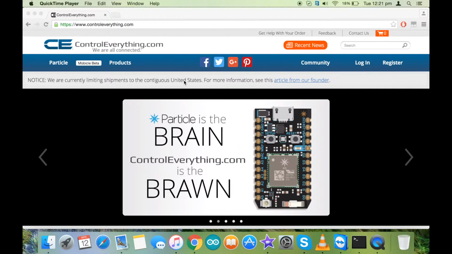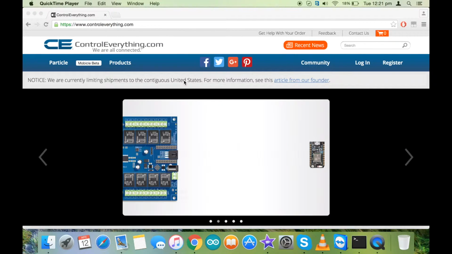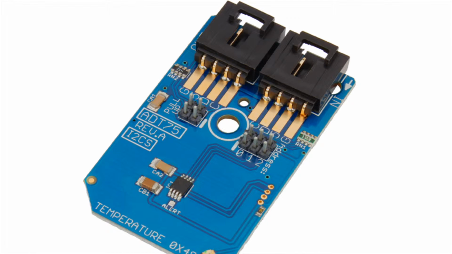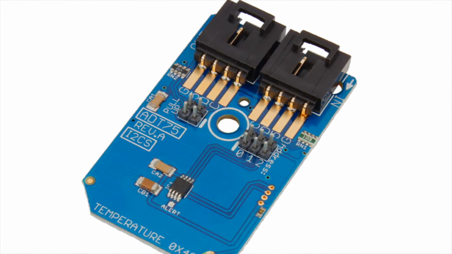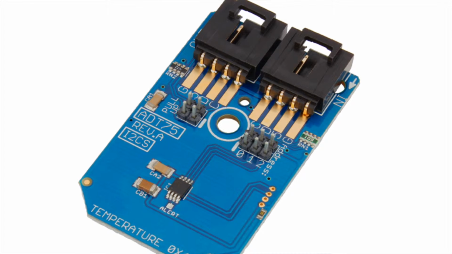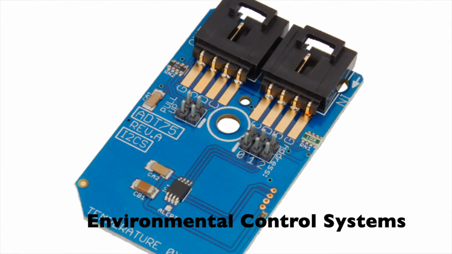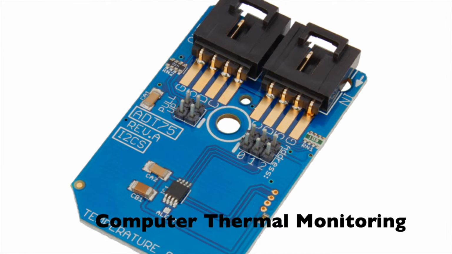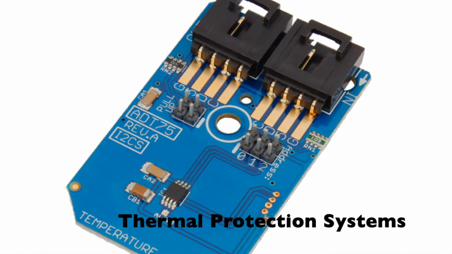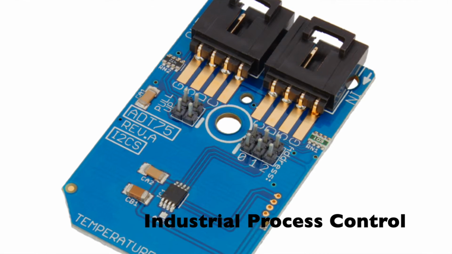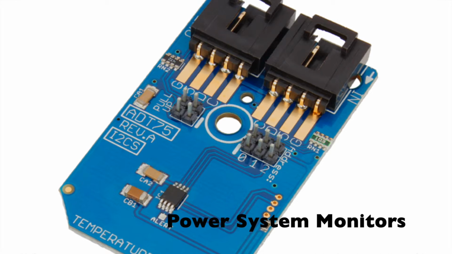Alright, now that you know how to interface the sensor ADT75, let me tell you some of its applications. Well, the sensor can be used for environmental control systems, computer thermal monitoring, thermal protection systems, industrial process control, and power system monitors.